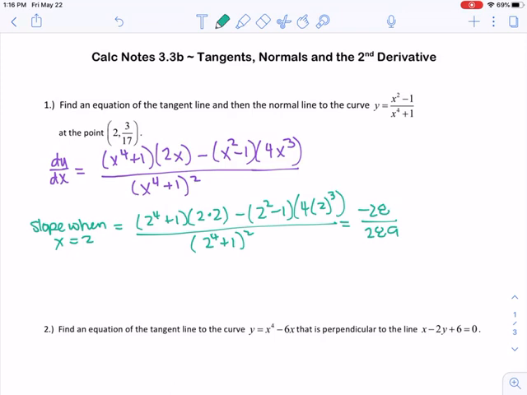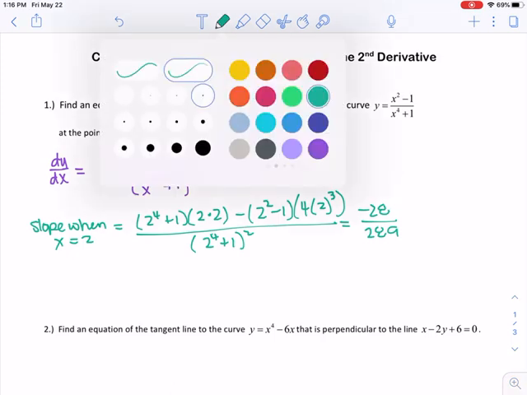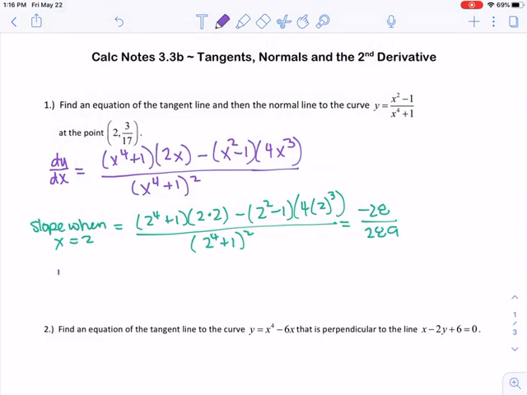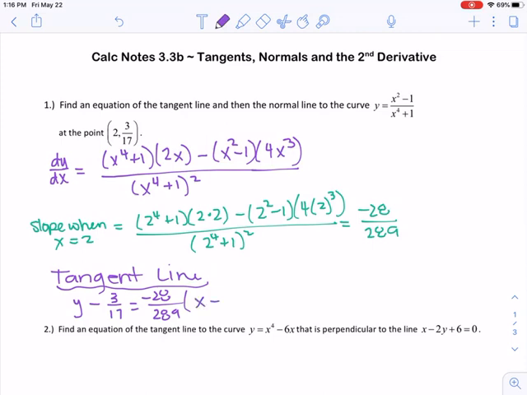Now that I have the slope and I have a point, I can write the equation of the tangent. So for my tangent line, and I'm just going to keep it in point-slope form, I'm going to take y minus my y-coordinate, 3/17, is equal to my slope, negative 28 over 289 times x minus my x-coordinate, 2.